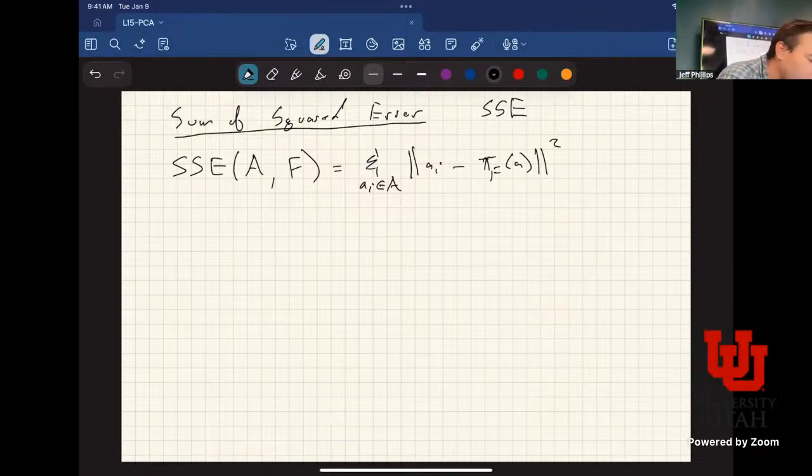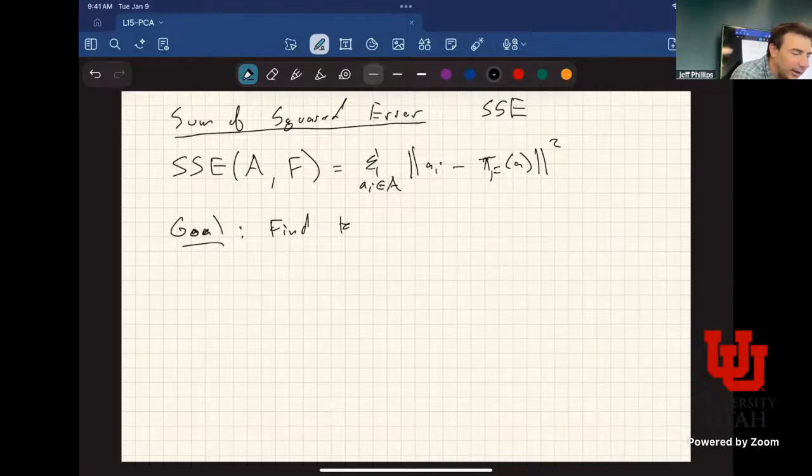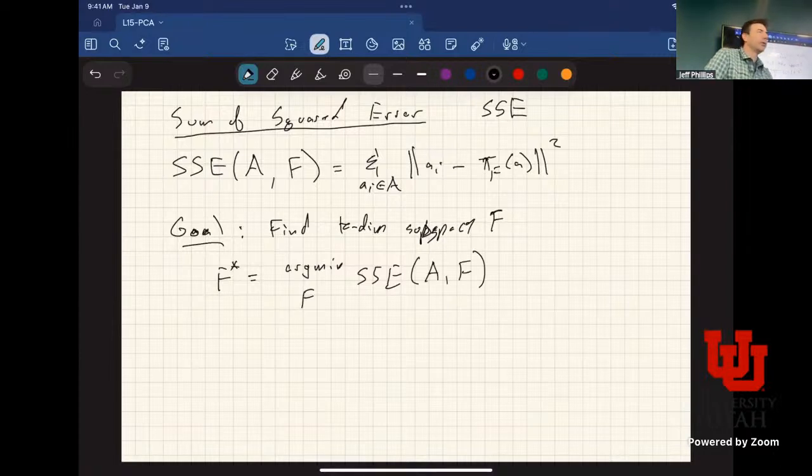And so the intermediate goal, this will not be the PCA goal yet, is to find the k-dimensional subspace F star equals arg min over F of the sum of the squared errors between A and F. So I want to find the subspace that minimizes the sum of the squared errors.